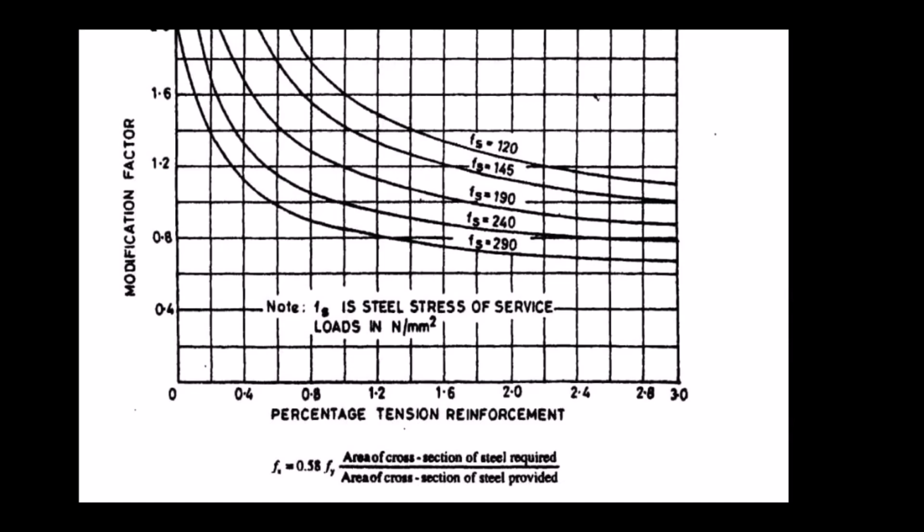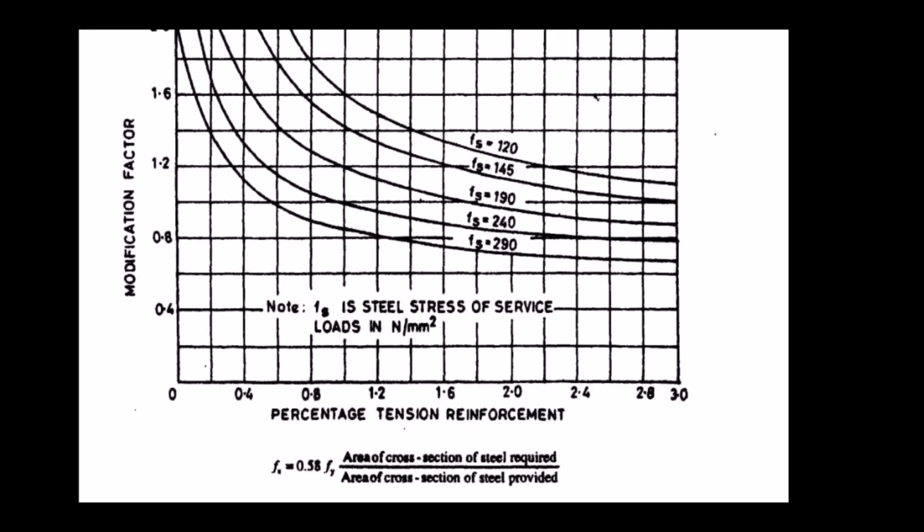So our Fs is 234 Newton per millimeter square, but there is no curved line for 234. But 234 lies between 190 and 240, so we have to interpolate between these two lines. First check for Fs 240 and percentage of steel 0.33: the value of the modification factor is almost 1.5. You can check this value with the help of a pencil or scale.